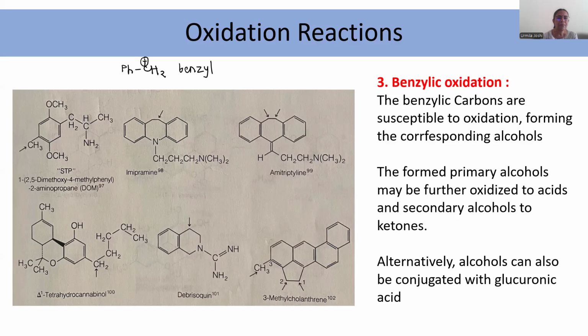And have a look here. This is imipramine. Look at this structure of imipramine. This carbon is directly attached to the benzene ring. So this is CH2 and this is the benzene ring. So this carbon or likewise this carbon, both are equivalent. They are attached directly to the benzene ring, and so they can easily get hydroxylated. That is called benzylic oxidation.